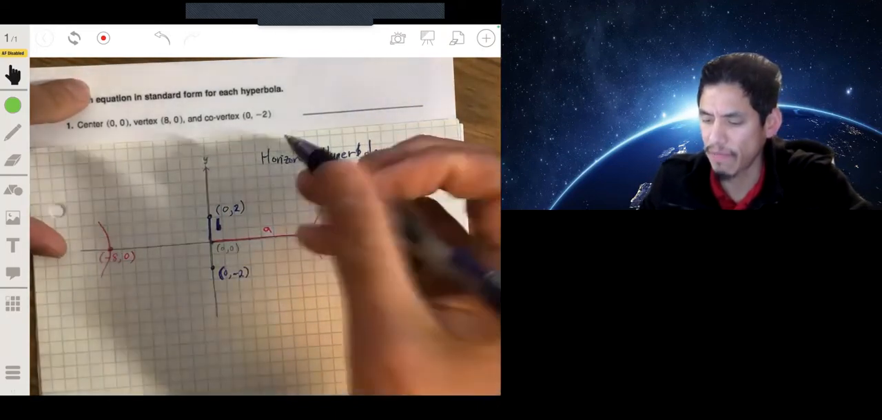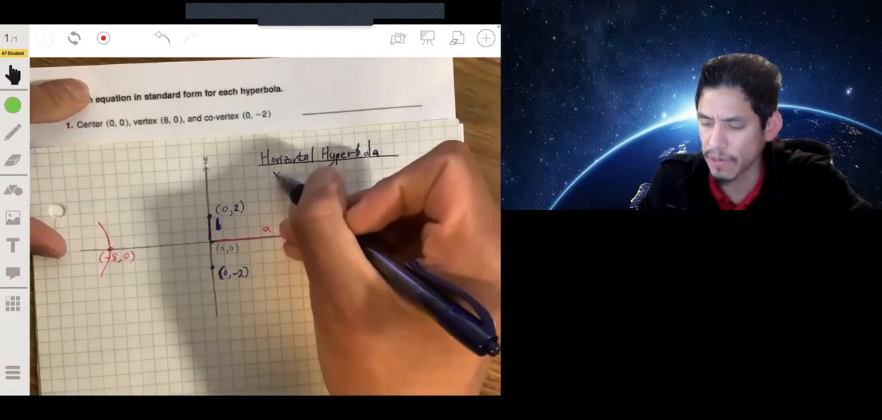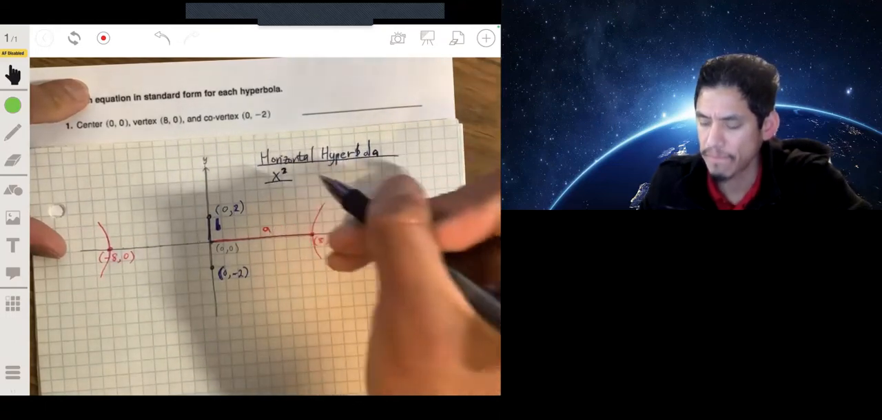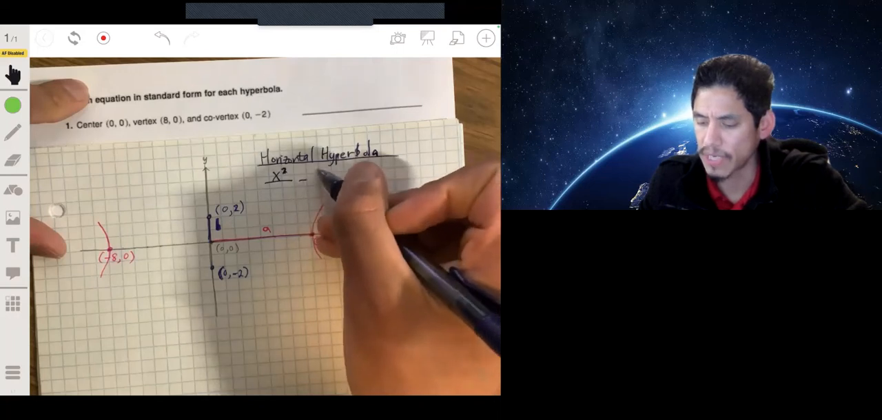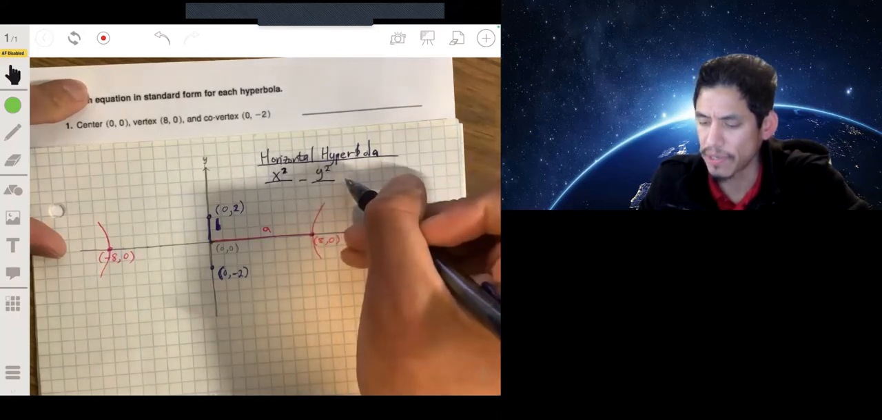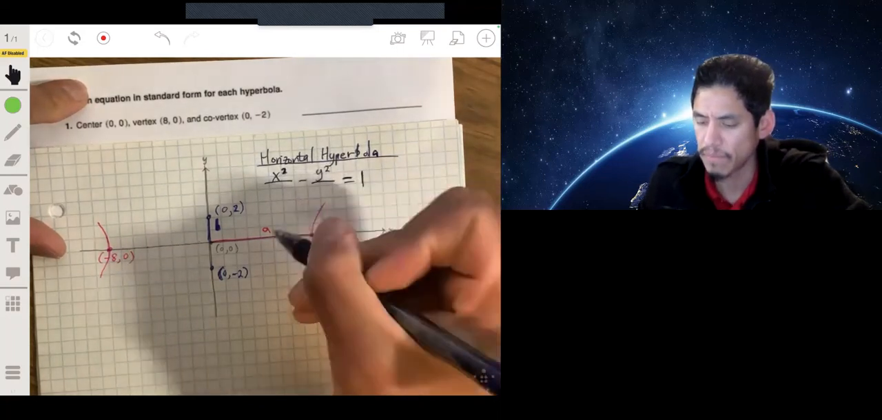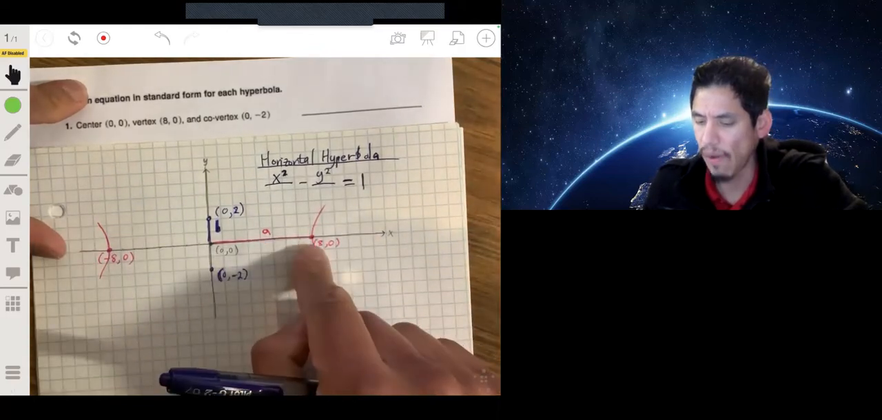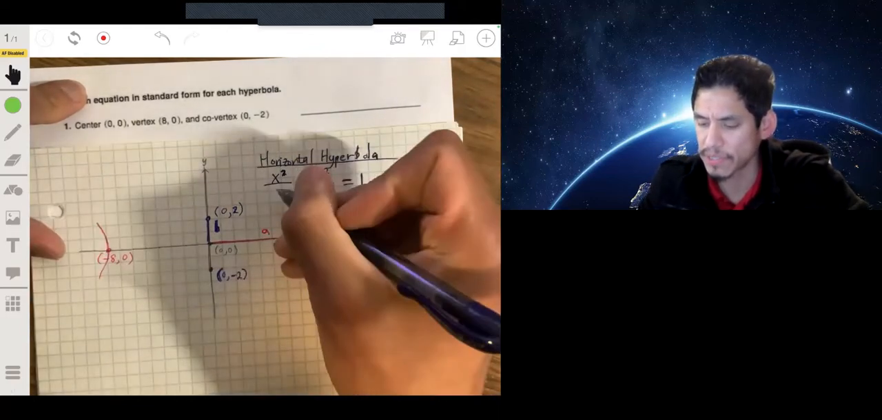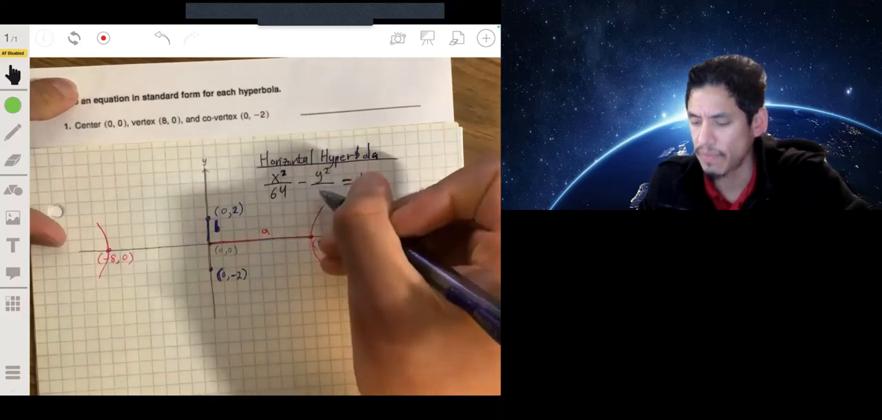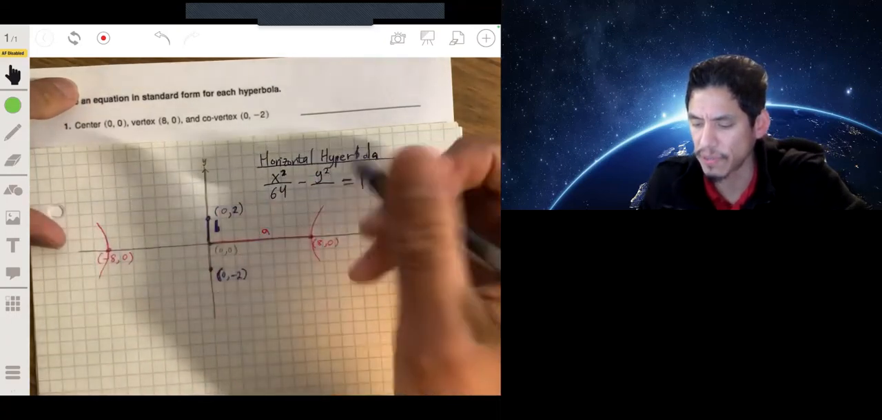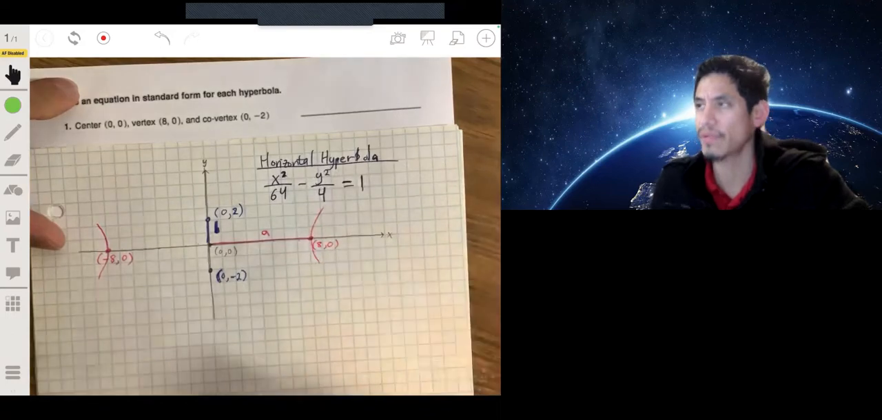Anyway, so then we're going to have our equation be x squared over a squared minus y squared over b squared equals 1. So then a is 8, so a squared will be 64. And b is 2, so b squared will be 4. And that'll be your equation.